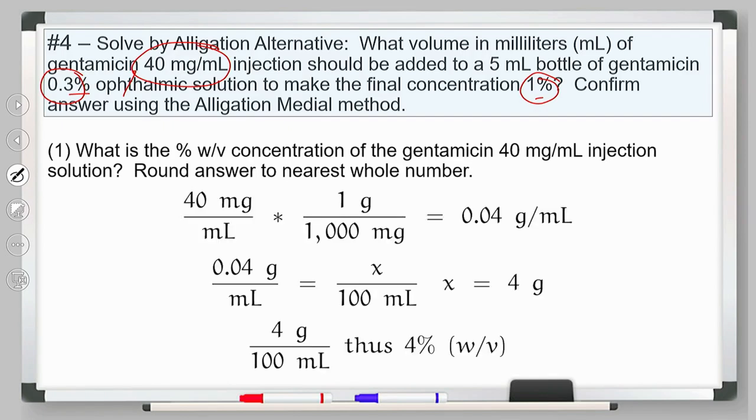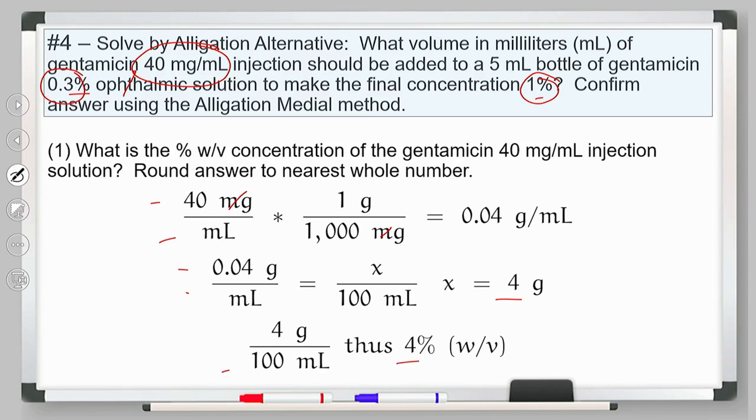Again, before we can move on to the alligation, we've got to get all of our concentrations as a percent. So 40 milligrams over 1 mil, and here all I did was convert milligrams to grams. Let's divide by 1,000 to convert milligrams to grams. So 40 divided by 1,000 is 0.04. Now I'm in grams per mil, so just set that up as a ratio there, 0.04 grams per mil. But remember, percent is grams per 100 mils. So set that equal to x over 100 mils, and I solve for x, and I get 4 grams. That means 4 grams over 100 mils, that's 4% weight per volume.